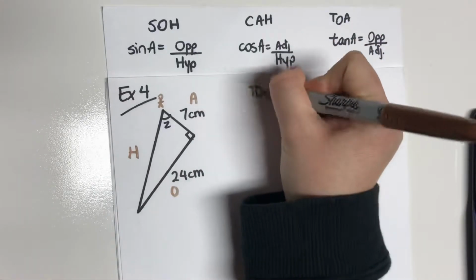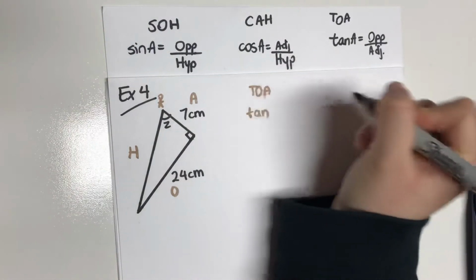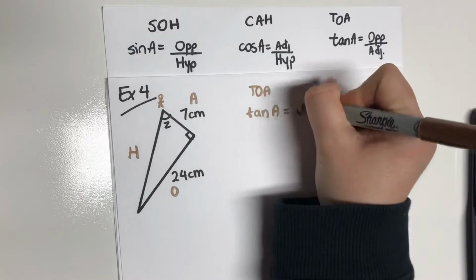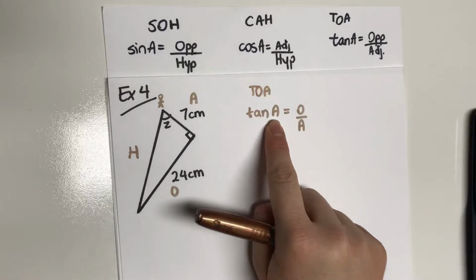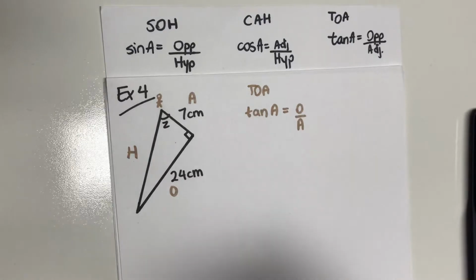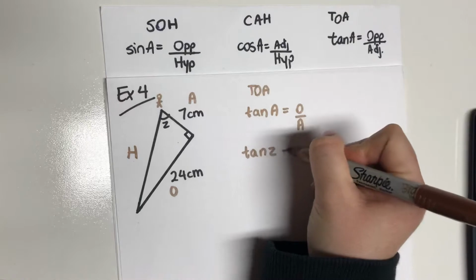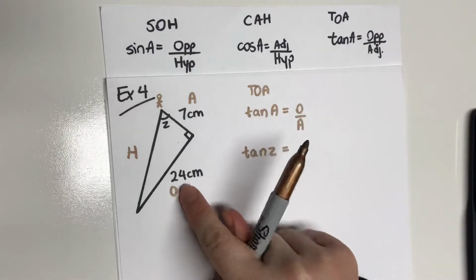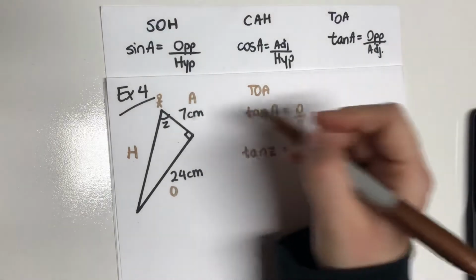So I'm going to use TOA, and the formula is tan A is equal to opposite over adjacent. You can write it like that too. I'm going to replace my known values and my variables. So the variable that I'm using for the reference angle is Z. So I'm going to replace A with Z. So tan Z is equal to opposite, which is 24, over adjacent, which is 7.